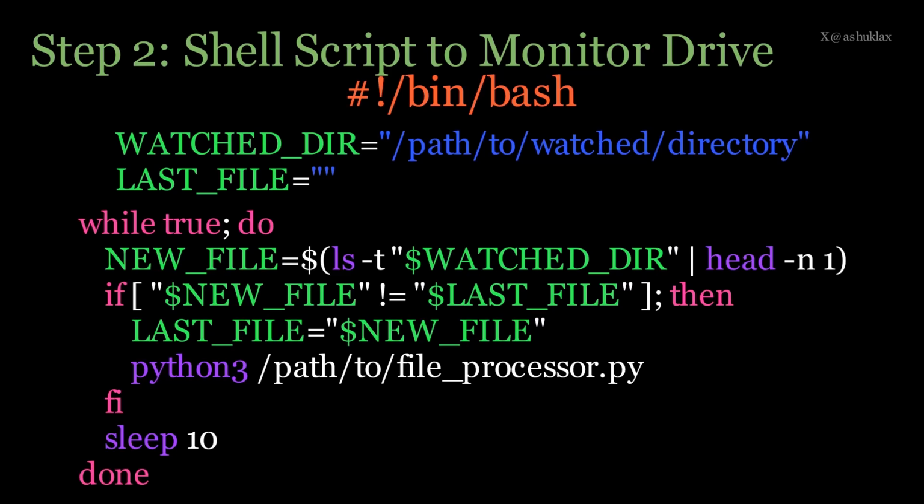So in summary, this script is continuously monitoring a directory for new files. As soon as a new file is dropped into that particular directory, it's going to execute the file processor.py file. That was the file that we created in step number 1. In step number 1, whatever the Python script says is going to execute as soon as a new file is detected. Then it's going to sleep for another 10 seconds before checking again.